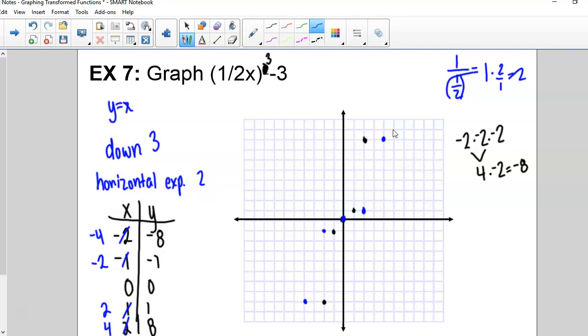All of these points need to go down 3. So I take all these points down 3. Go off the graph a little bit. And then my final answer looks like this.